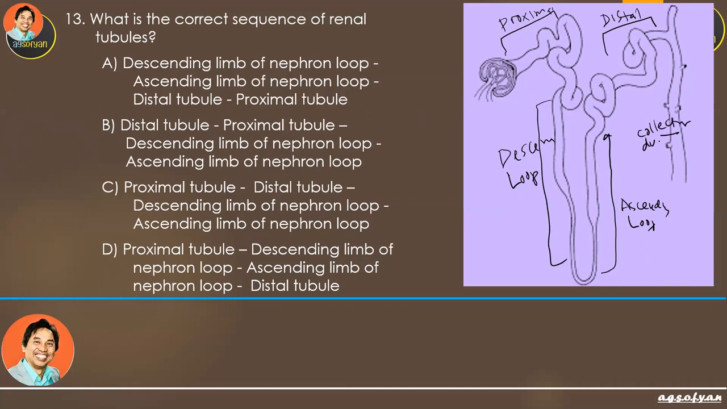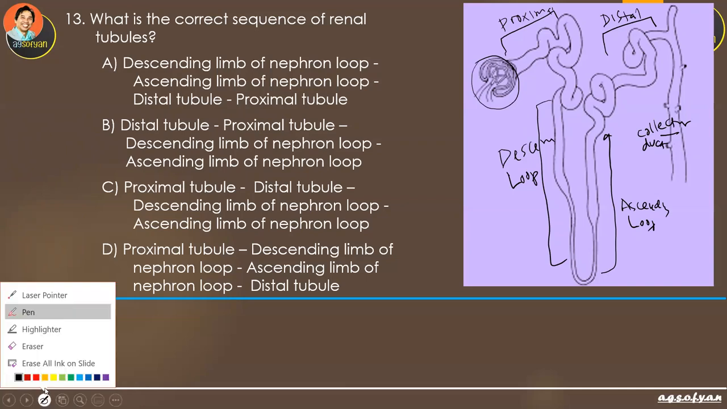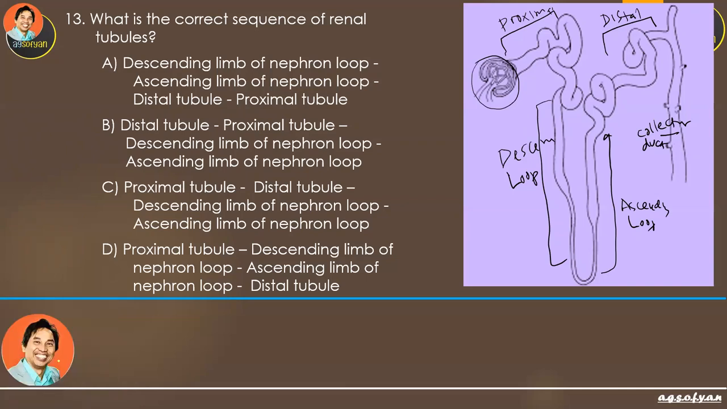Okay, but collecting duct is not part of the nephron. So nephron starts from the renal corpuscle until the distal tubule over here. So look for the sequence of the tubule. Start with proximal tubule. Proximal. This one is proximal.